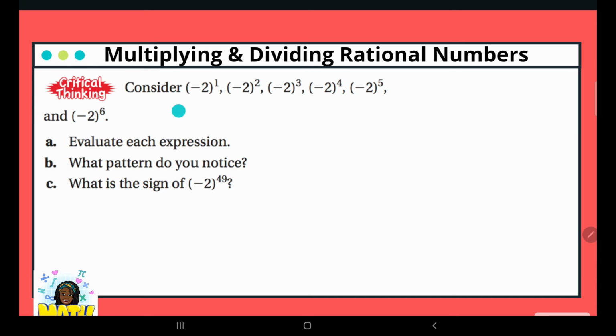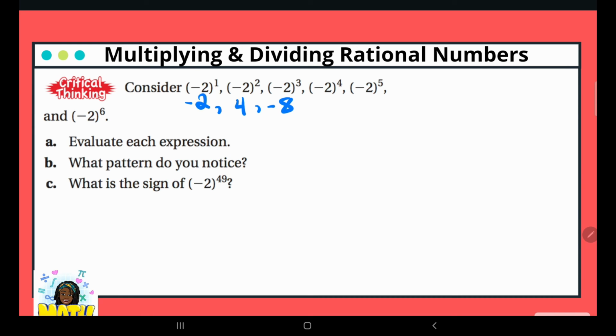So let's consider these. So negative 2 to the first power will be equal to what number? Yep, it's just going to be a negative 2. Negative 2 to the second power will be equal to what number? Yep, if you said positive 4, that is correct. Negative 2 to the third power will be equal to what number? Did you say negative 8? That's correct. Let's take a look at why.